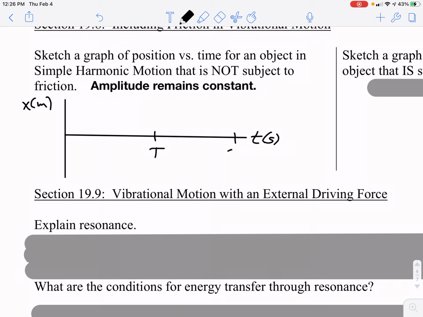Go twice as far. That's 2T. That means 2 cycles. We'll go T over 2. That's half a cycle. 3T over 2. That's a cycle and a half. So we have the ability to draw 2 full cycles in this picture. What I want you to do is draw some dashed lines across the top and across the bottom to represent the amplitude, how high the wave can go. Let's say the wave is, starting with a cosine graph. Cosine graphs always start at or pass through amplitude. Sine graphs always pass through the origin. And so the graph might look like this.